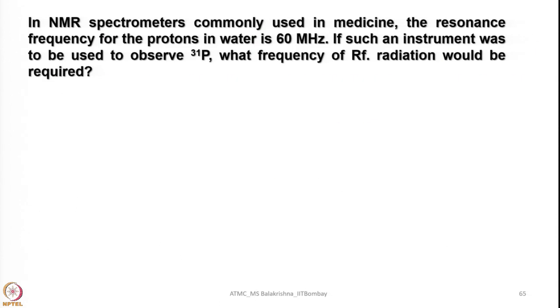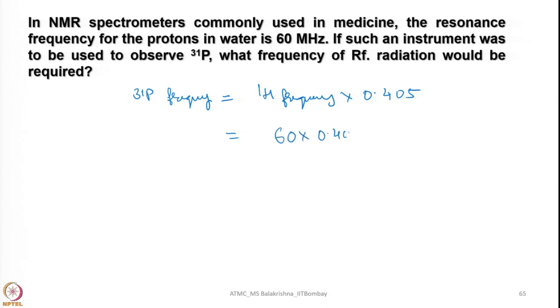And then, in an NMR spectrometer commonly used in medicine, the resonance frequency for the protons in water is 60 megahertz. If such an instrument was to be used to observe 31P, what frequency of radio frequency radiation would be required? This one. So the 31P frequency we should know from the gyromagnetic ratio. Frequency equals 1H frequency into 0.405. So if we are using 60 megahertz, 60 into 0.405 would give you approximately 24.3 megahertz for 31P. So this is how you can write.